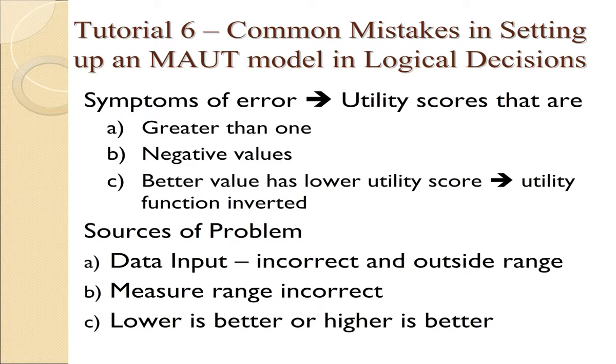Or you may find a utility score for a measure that's negative. Or the final one, which is a little more subtle: you compare two alternatives on a specific measure, and you know alternative A is better than B, but the utility score of B is higher than the utility score of A. What are the sources of the problem?